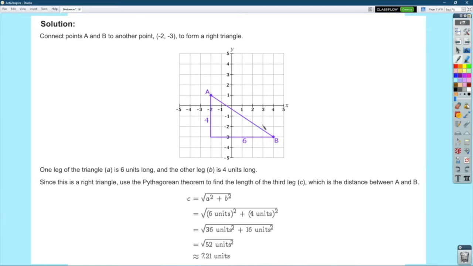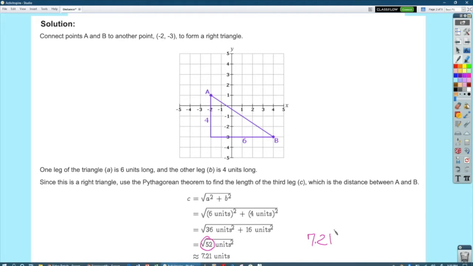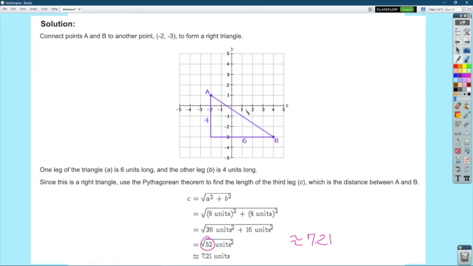So once again, here's my triangle, 4 and 6. I use the Pythagorean theorem. This is done a little different because they are taking the square root right away. But as you notice right here, even though this is done a little differently, it ends up being the square root of 52 units. And then the square root of that is 7.21 approximately. And that would be units. So that's what this is, 7.21 units, but that's an approximation. The square root of 52 is the exact answer.